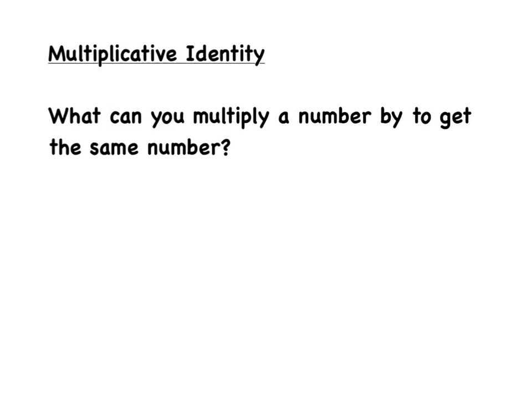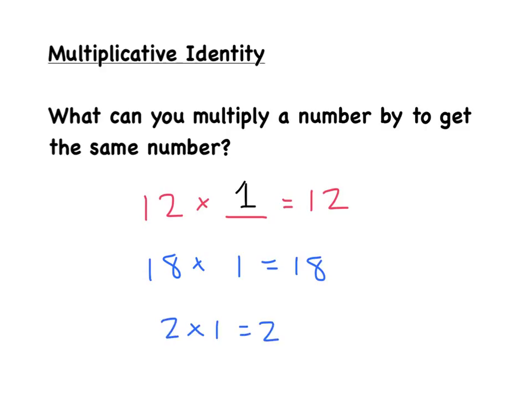When we're talking about the multiplicative identity, it's sort of like the additive identity when we ask the same question: what can you multiply a number by to get the exact same number? So what can you multiply 12 by to get 12? Well, the answer is 1. The multiplicative identity basically states that if you take a number and you multiply it by 1, you're going to get that exact same number again. So 18 times 1 is equal to 18. 2 times 1 is equal to 2.